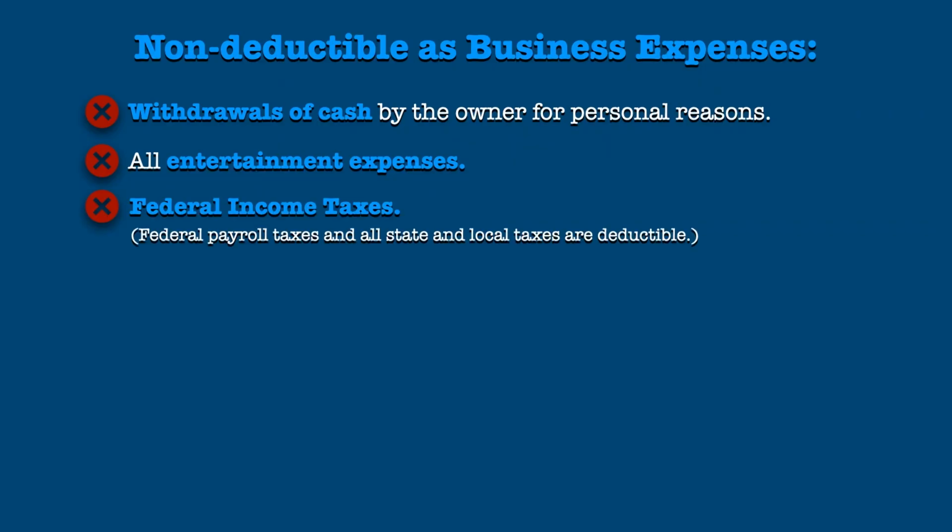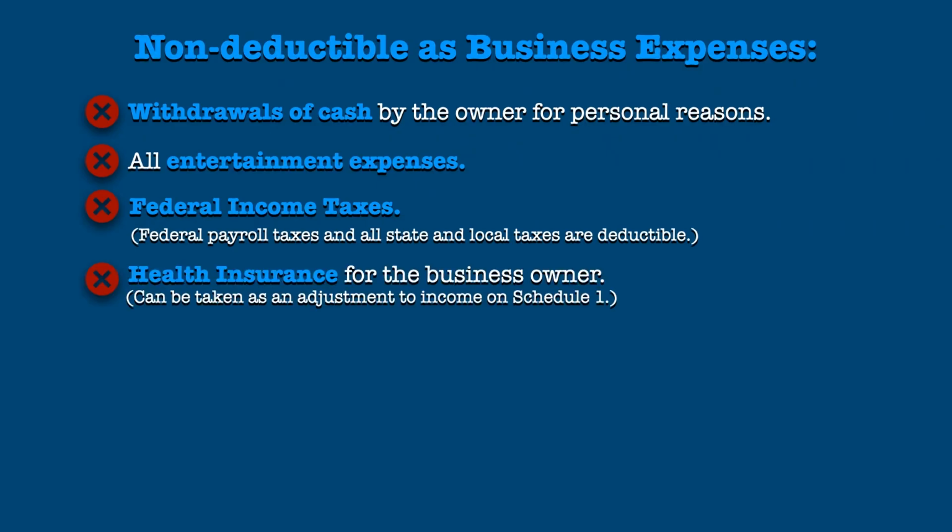Federal income taxes paid by the business, although federal payroll taxes and all state and local taxes are fully deductible. Health insurance for the business owner is not deductible on Schedule C, but it may be taken with some restrictions as an adjustment to income on Schedule 1. The cost of health insurance provided by the business to employees is fully deductible.